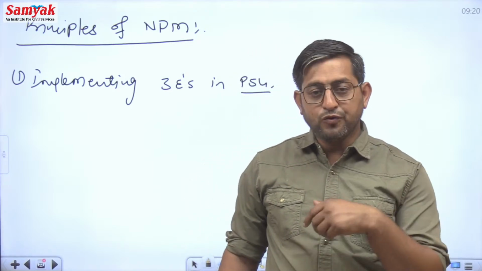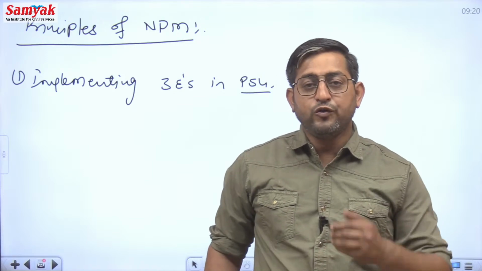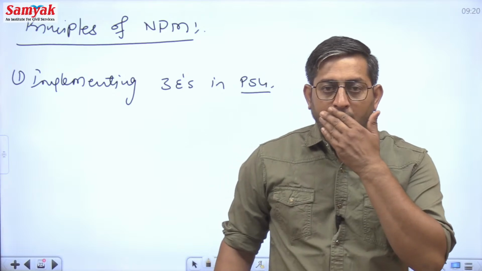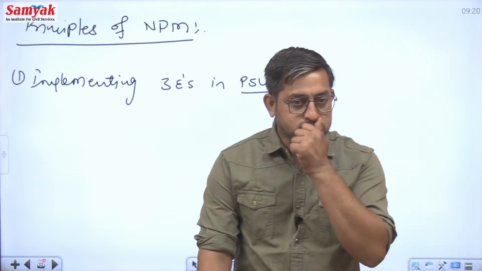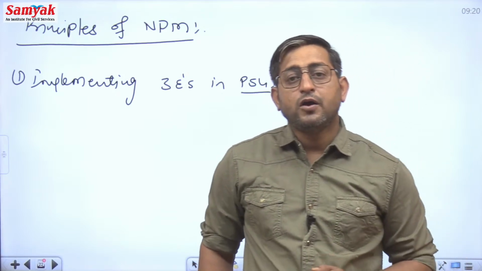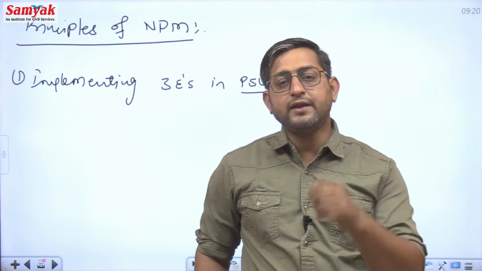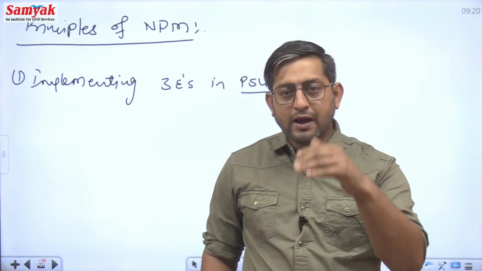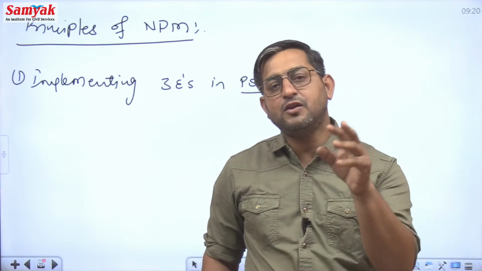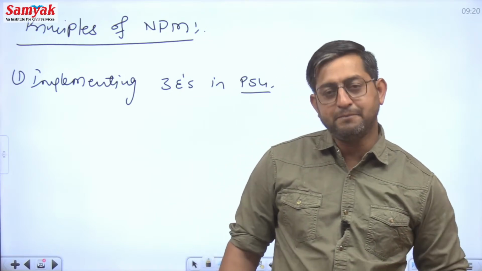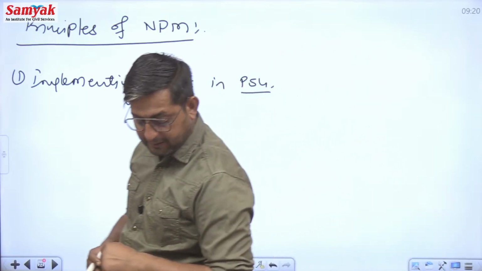Effectiveness means you will have to ensure the processes which are able to achieve the objectives. So you can't keep on running the loss making PSUs. You will have to implement the necessary changes in the loss making PSUs to make them effective. So these 3 are implemented in the PSUs as a part of the NPM.